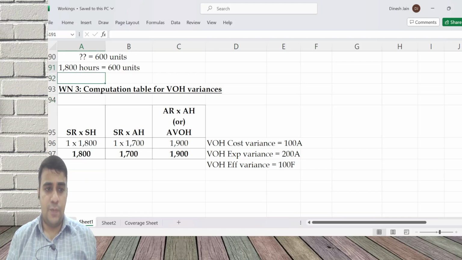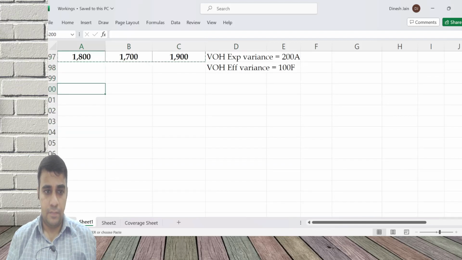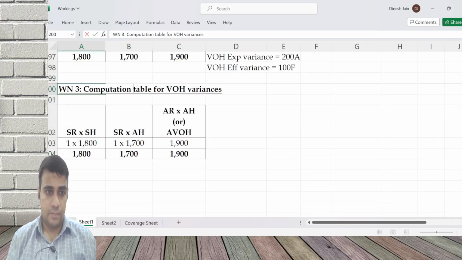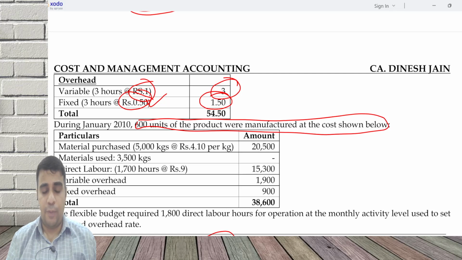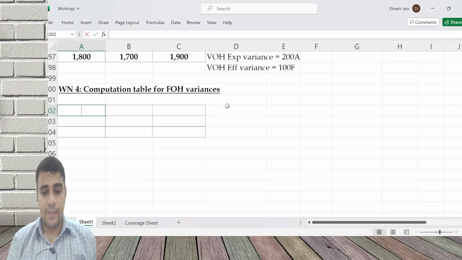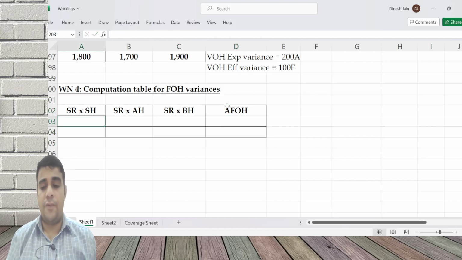Then we'll have to do the FOH variances table, without the calendar. Most of the data points are there in the question. 3 hours at 0.5. 0.5 is per hour, 1.5 is per unit. I'm not even trying to use the conversion factor because in a comprehensive question, a lot of data points can be copy pasted. SH, AH, all that you can take from the earlier data.